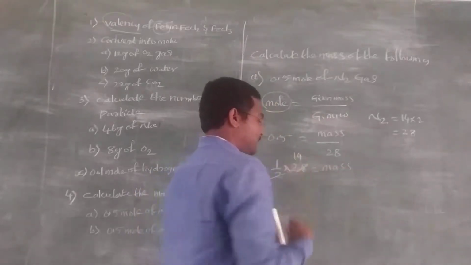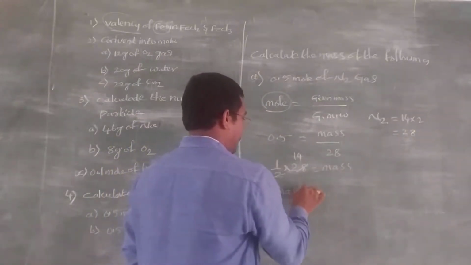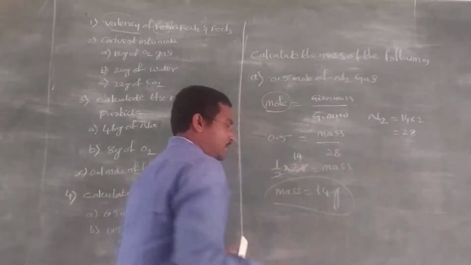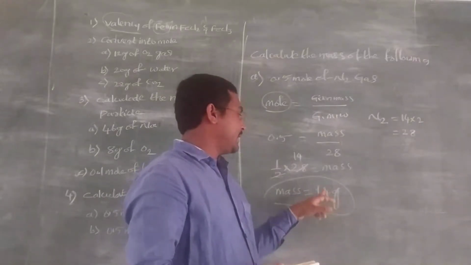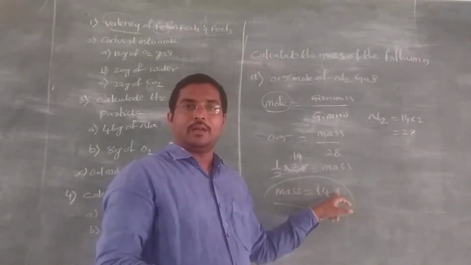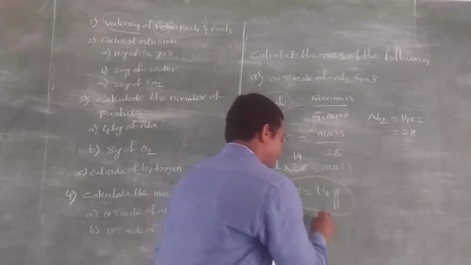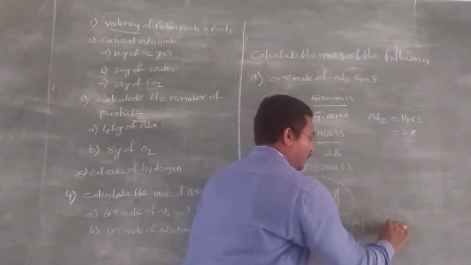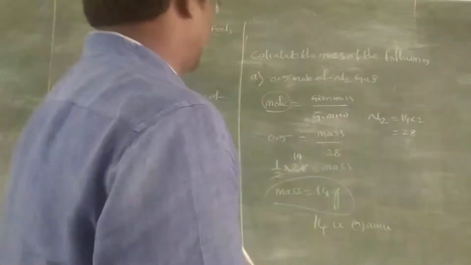So 28 by 2 is 14. Mass is equal to 14 grams. When the mass is represented in the form of gram, you can say the molar mass. The molecular mass, if expressed in U, unified mass, or AMU, atomic mass unit. Like this you write it down.